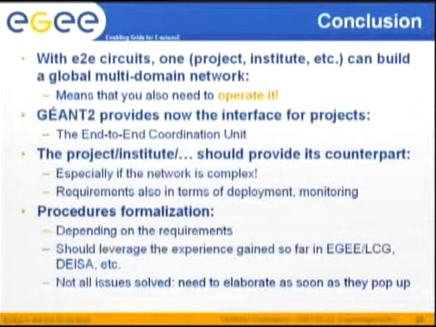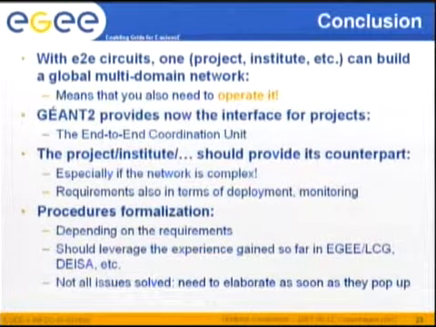As a conclusion, I think that end-to-end circuits, I mean LightPath, we have heard about this for quite a long time. Using this LightPath, a project, an institute can build its own network, and the project then needs to operate it, as the NRNs have been doing for years. And we now have, with the end-to-end coordination unit, the right interface for projects to operate the network built on top of these end-to-end circuits.